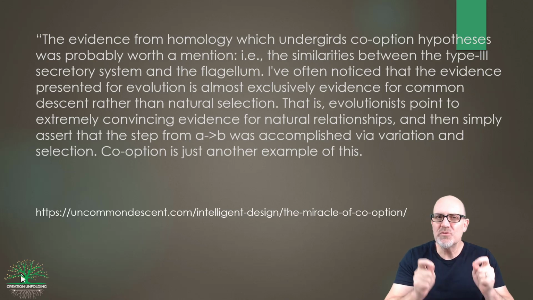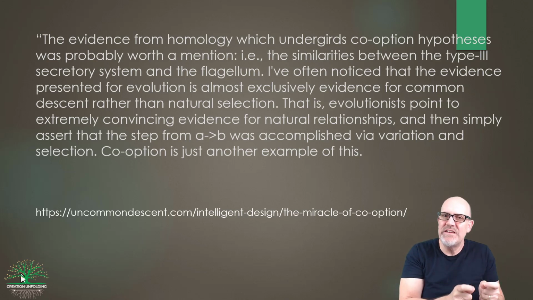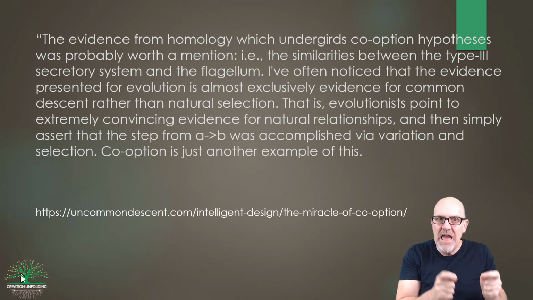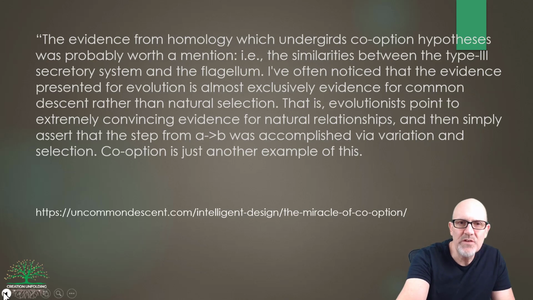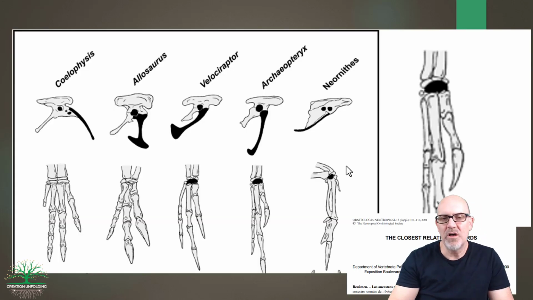That is, evolutionists point to extremely convincing evidence for natural relationships and then simply assert that the step from A to B was accomplished via variation and selection. Co-option is just another example of this. So for example, if we go back to this slide, this is what we mean by homology.